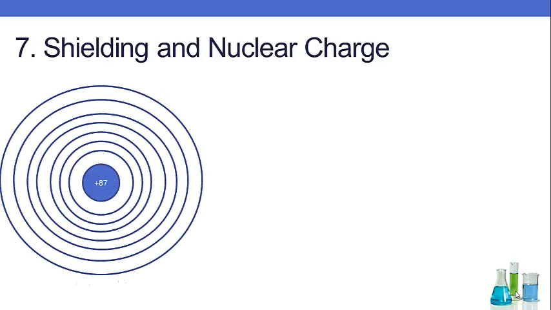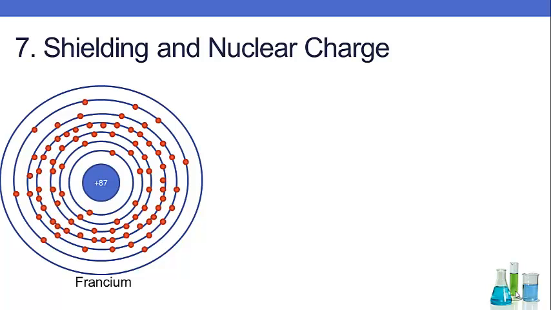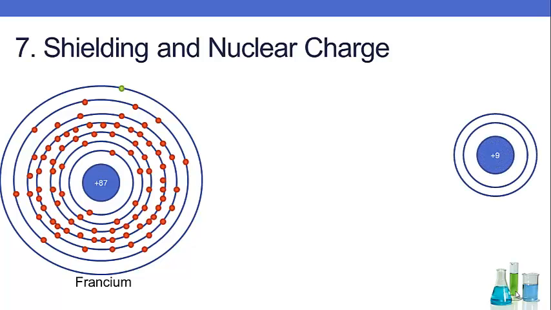So here we have francium with all of its energy levels. Francium has 87 protons, so plus 87 is the charge of our nucleus, and 2 electrons, 8 electrons, etc. So here's all of the energy levels. In the last energy level, that green electron is the valence electron for francium. So that's that 7s1 electron, that 1 valence electron.